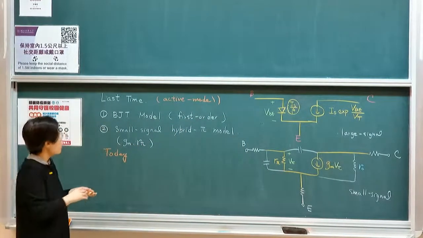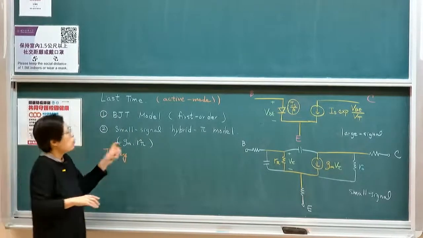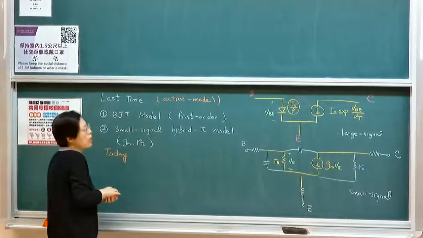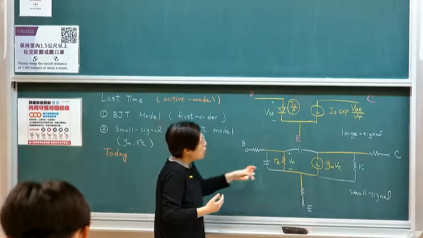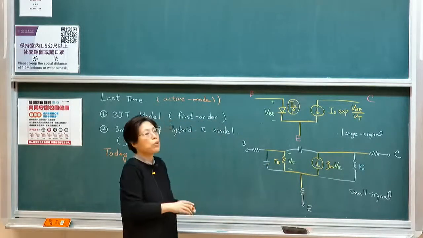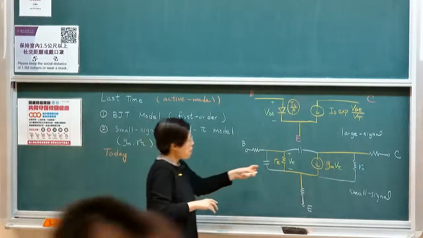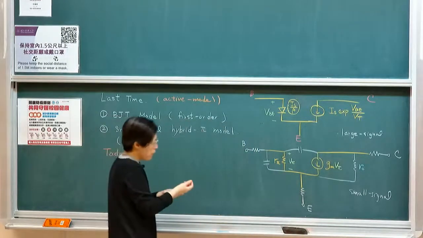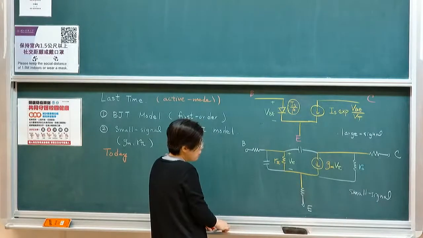So as I said, we already introduced the first order BJT model and the small signal. These are typically referred to as the hybrid pi model. And that is why the pi comes about. You see there's a definition of the resistance between B and E as R pi, and the voltage across as V pi. So this will also give us the naming convention.